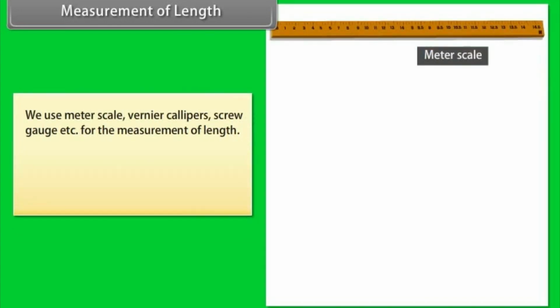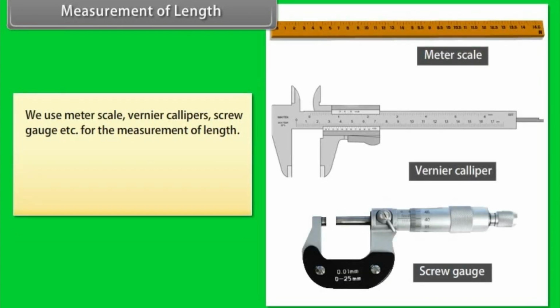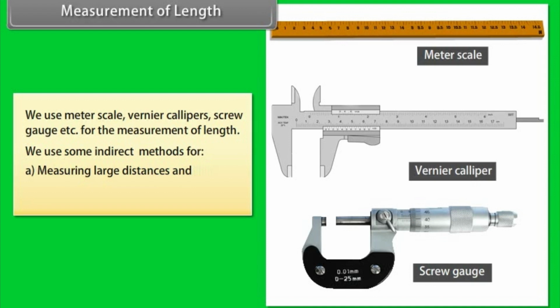Measurement of length. As you know, we use meter scale, vernier calipers, screw gauge, etc. for the measurement of length. We use some indirect methods for A, measuring large distances and B, measuring very small distances. A. Parallax method is used to measure very large distances, for example, the distance between Earth and Moon.